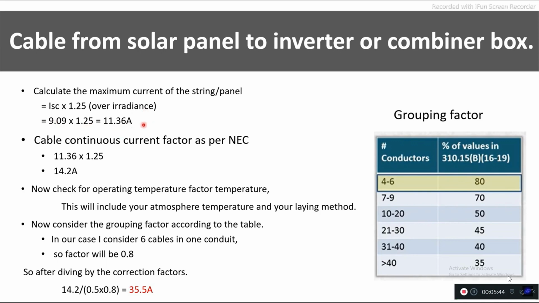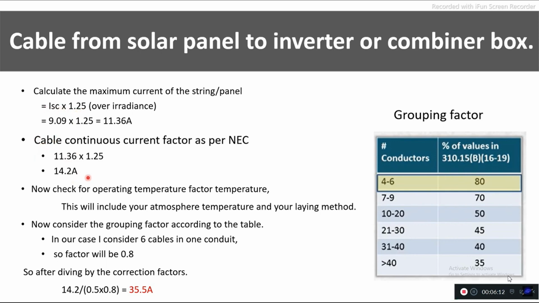Then, according to NEC, you also need to make sure the cable carries this particular current continuously for long hours. So there is a factor for continuous current. What you have to do simply is multiply that by 1.25. You can also skip this step and directly multiply this Isc by 1.5. So this was our first step.